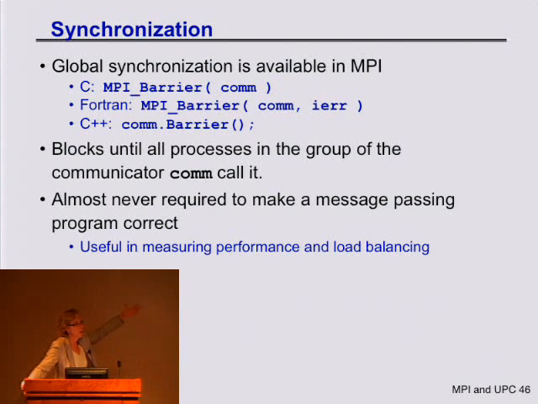A much more common kind of synchronization is to say, wait for every thread or every process in the world to get to a certain point in the execution, or every process that's within a particular communicator to wait until that processor gets to that point. So the barrier operation will sit and wait until all the processors reach that point.